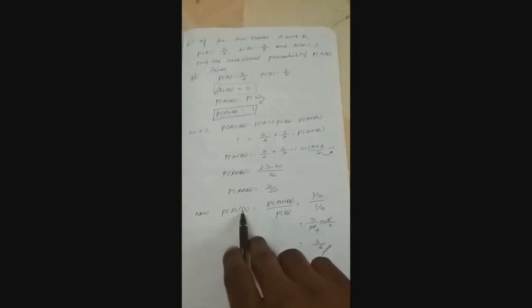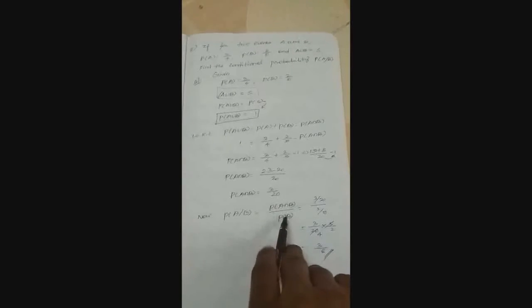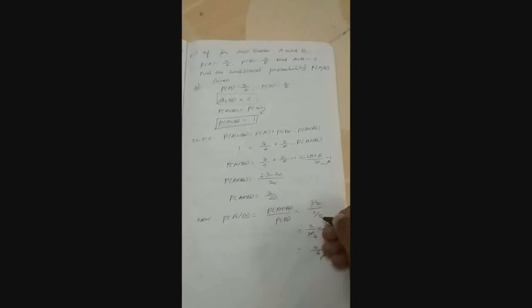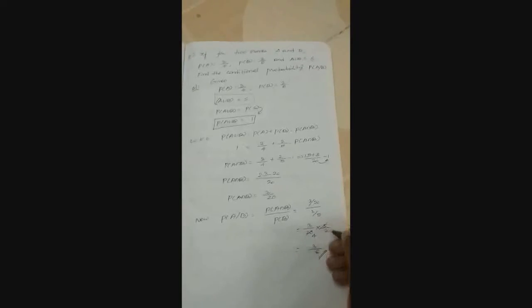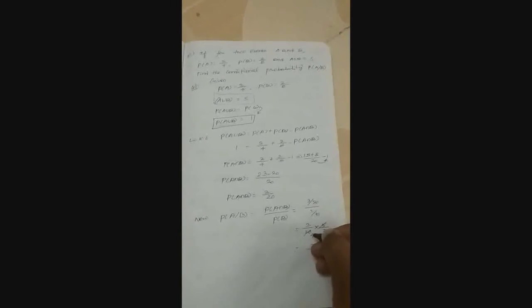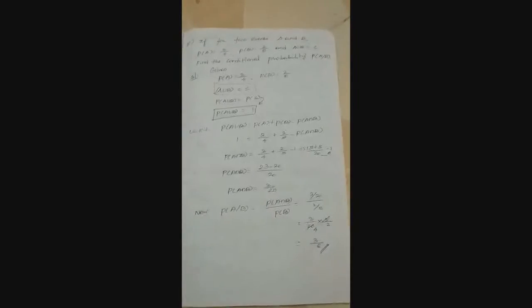Now P of A given B equals P of A intersection B divided by P of B. That is the basic formula. P of A intersection B value is 3 by 20, and P of B value is 2 by 5. So 3 by 20 divided by 2 by 5 means 3 by 20 into 5 by 2, reciprocating the value. Now 1 five is 5, 4 fives are 20. So 3 by 4 into 2 means 3 by 8. 3 by 8 is the final answer.